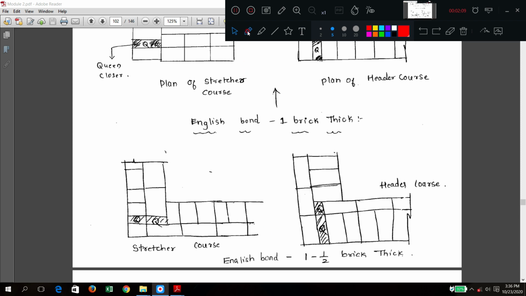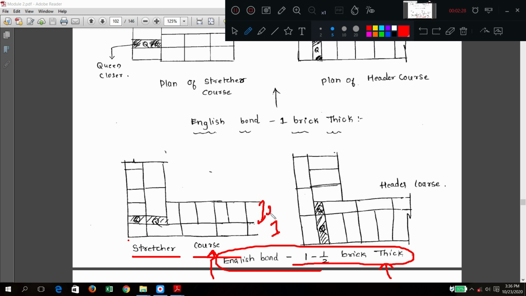Here the thickness is mentioned, one and a half brick thick. Again you should see from this perspective or this perspective. Here, the stretcher course is written, so you can see only stretchers. From here it is 10, here it is 20, so this will be your 30 centimeter. 30 centimeter means one and a half brick thick.